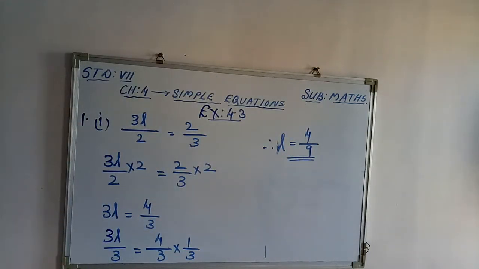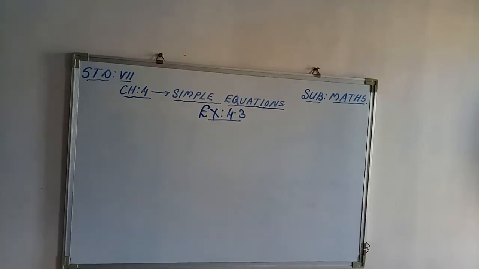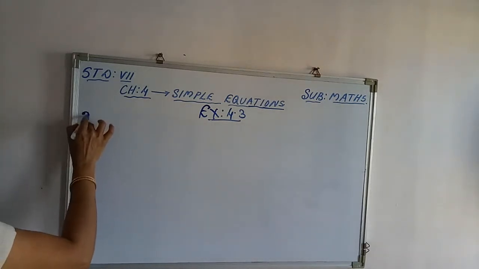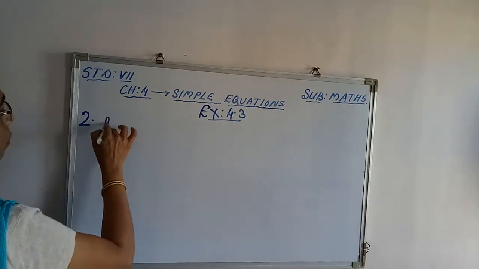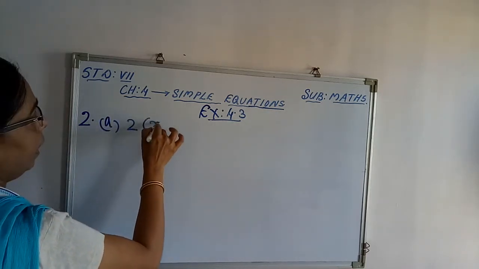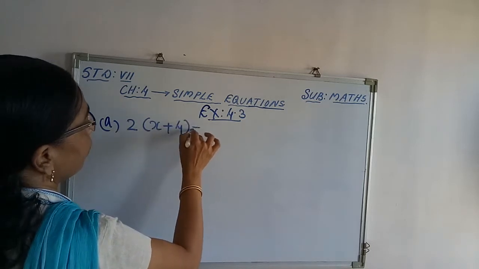So what is the solution? L is equal to 4 upon 9 is the solution of the equation 3L upon 2 is equal to 2 upon 3. I hope question 1 is clear to you. Now we can start with question 2. That also, solve the following equations. The first question, 2 into x plus 4 is equal to 12.